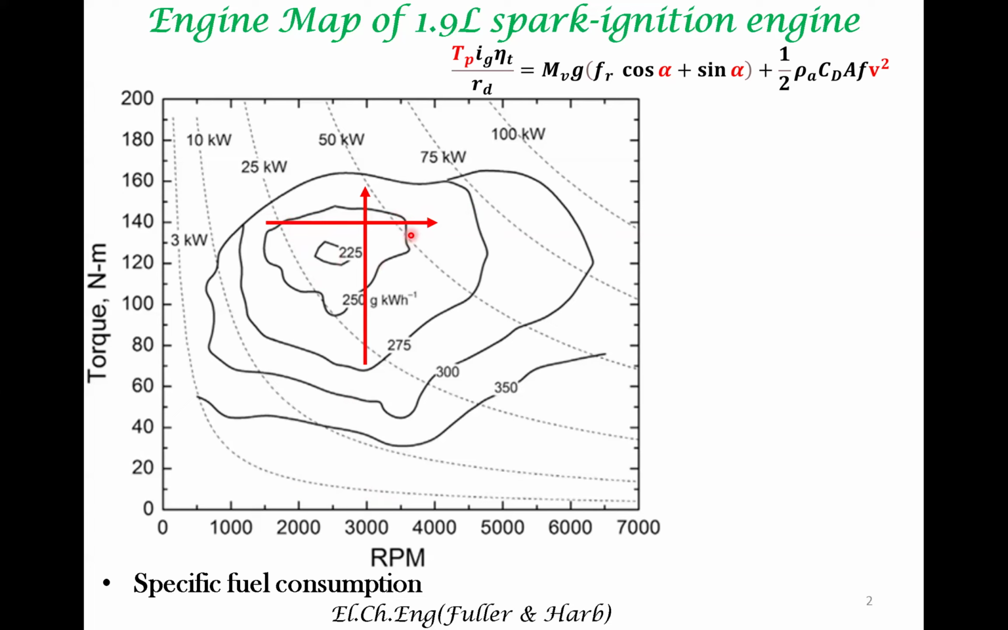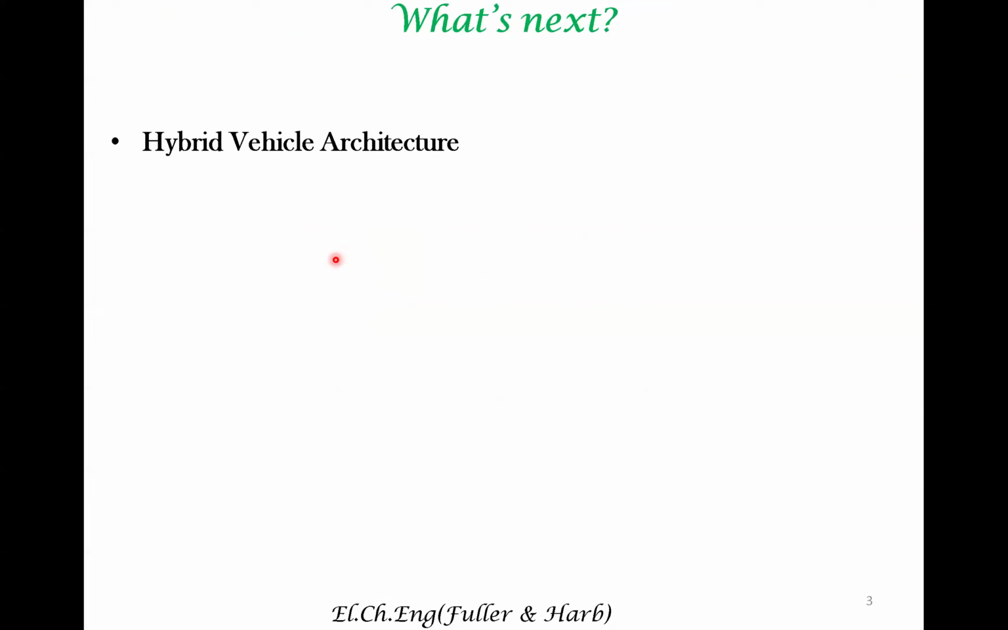So this particular feature, that there is a narrow window wherein the engine operates most effectively and consumes the least fuel, is very, very important. And this motivates us to consider a hybrid vehicle. And in the next lecture, we will present different hybrid vehicle architectures.